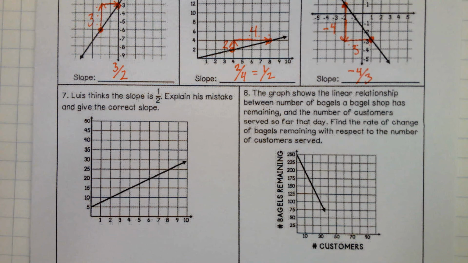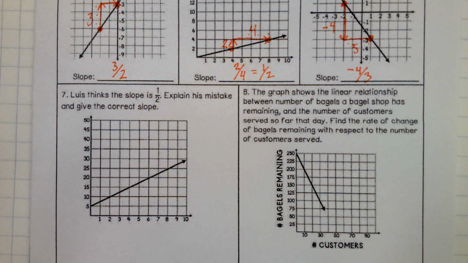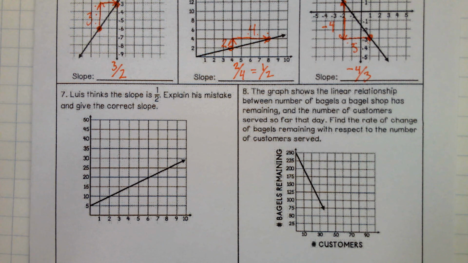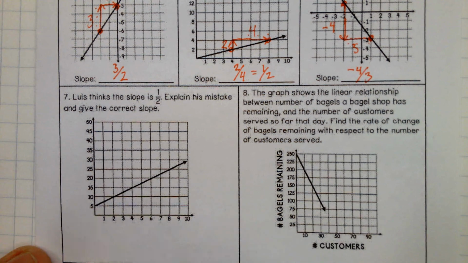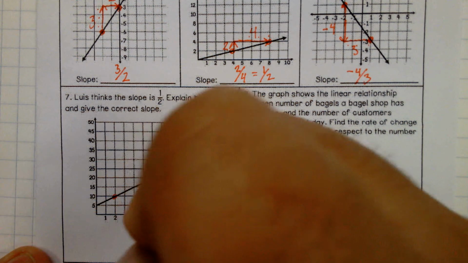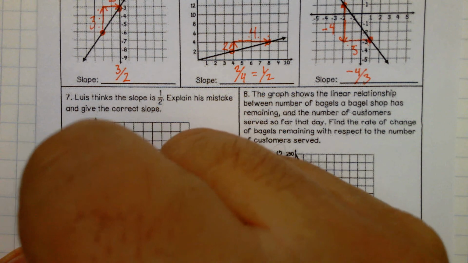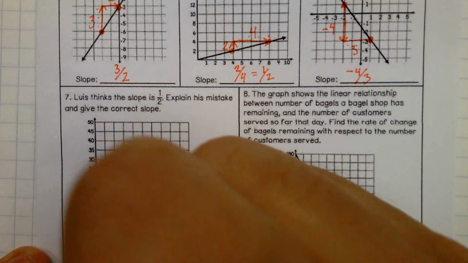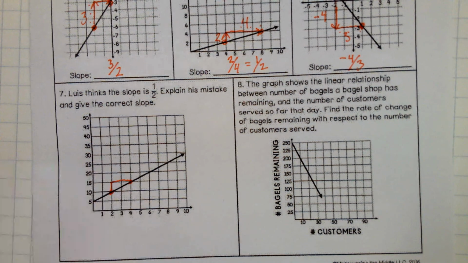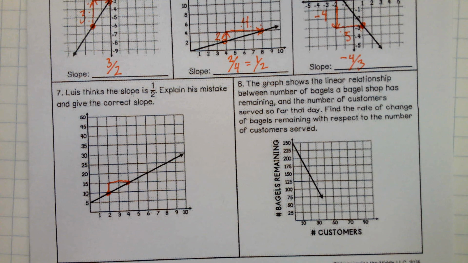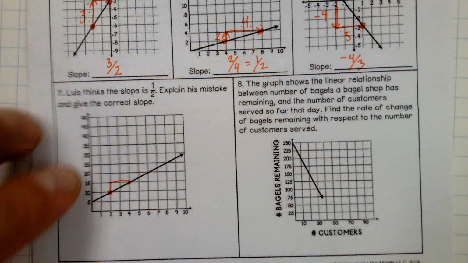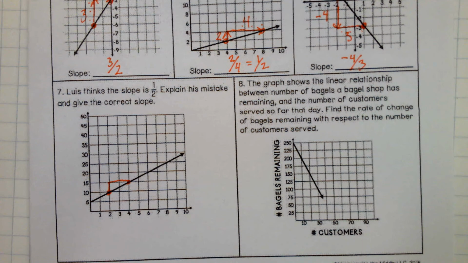Question number 7. Luis thinks the slope is 1/2. Explain his mistake and give the correct slope. So why would he think it's 1/2? It looks like 1/2, right? Look, up one space over two spaces. Didn't he go up one space and across two? So it's 1/2. Maybe he's right.